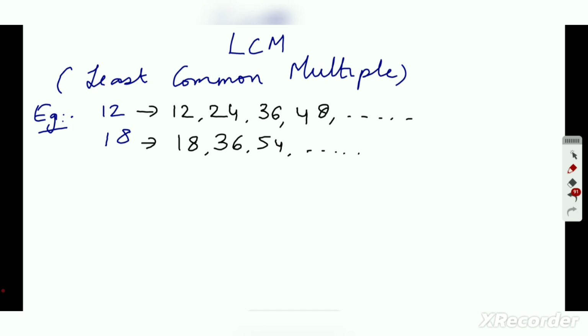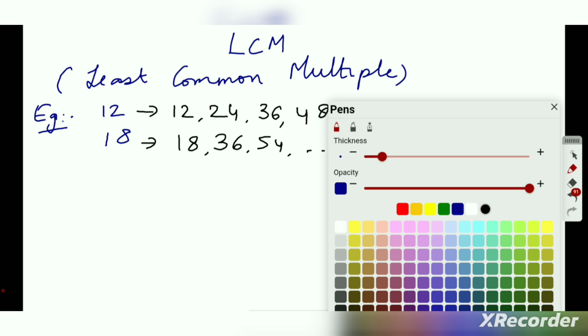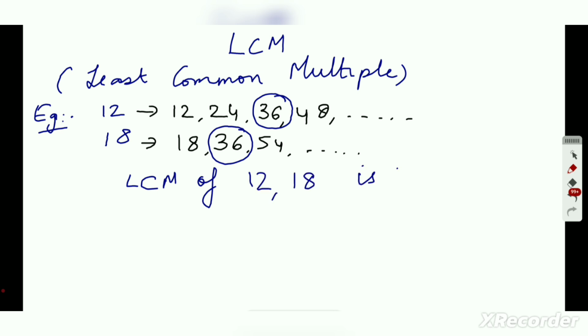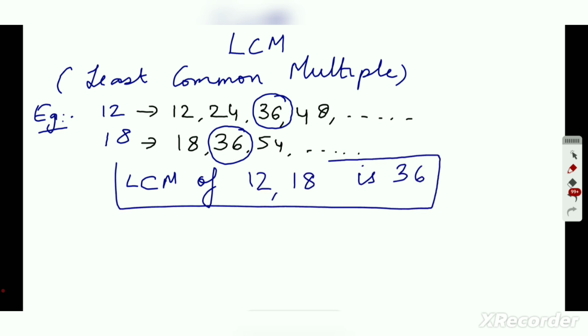Now next, what are we supposed to do? We are supposed to find out the common multiple. Which is the common multiple in 18 and 12? 36 is the common multiple, and this appears to be the least common multiple. So the LCM of 12 and 18 is 36. So in order to find the LCM, you need to write out the multiples and next to find the common multiples and then see which is the smallest common multiple, the least common multiple, that becomes the LCM. Understood? So this is how we find out the LCM and HCF.